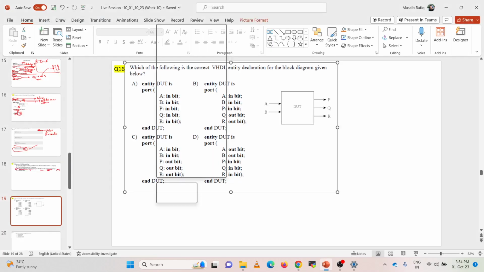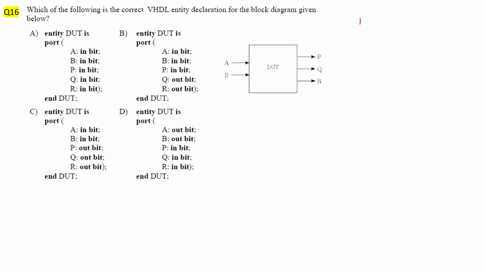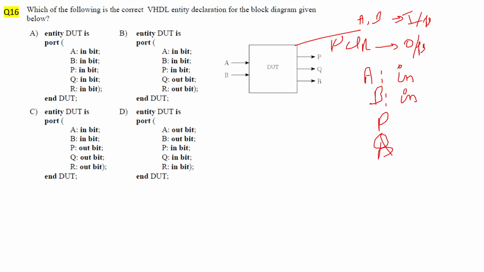So in entity, as I told you, what we do is we define the inputs. As per the diagram, A and B are my inputs, and P, Q, R are my outputs. So my entity should be somewhat like this. A has to be in, B has to be in, P, Q, R has to be out, out, and out. So the entity port is port A in bit, B in bit, P in bit, Q. It's also showing P as in bit, so this is incorrect. Then A in bit, B in bit, P in bit. This is also incorrect. Then A output, incorrect. So A in bit, B in bit, P output, Q output, R output, and then I'm ending the entity. So option C is the correct answer.